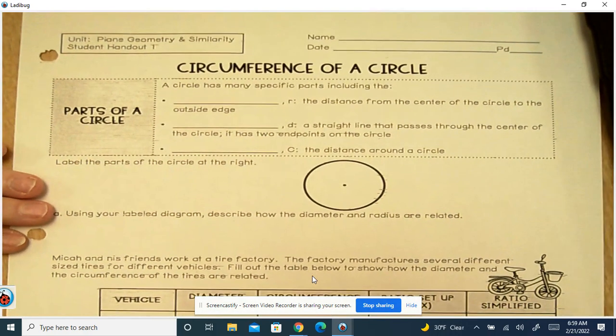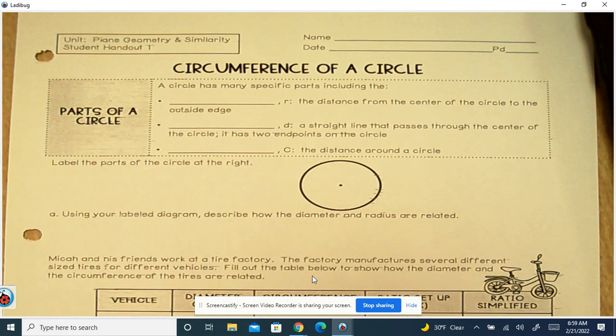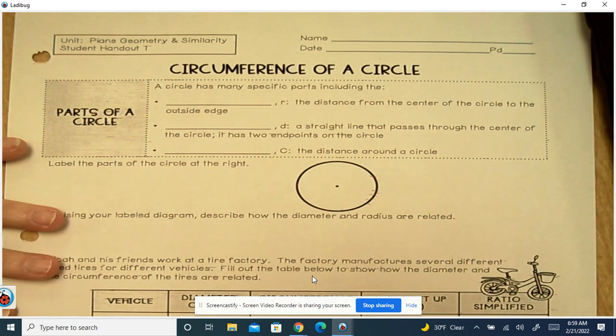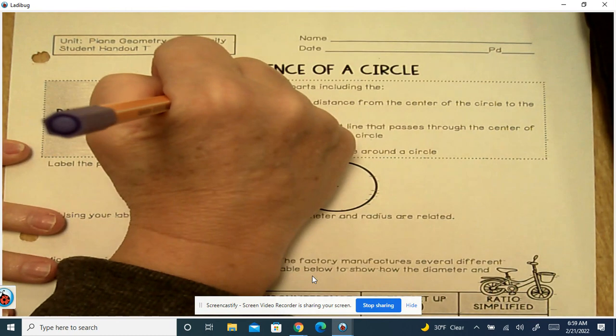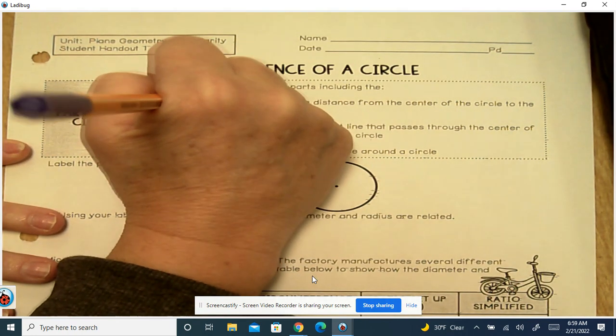This video is on circumference of a circle. It's part of our geometry unit. And we're going to go over first the parts of a circle. A circle has many specific parts, including the radius.